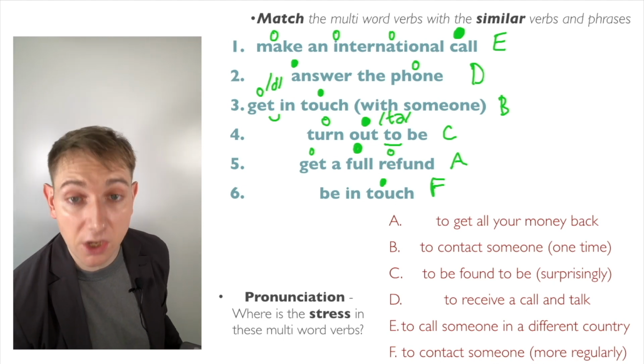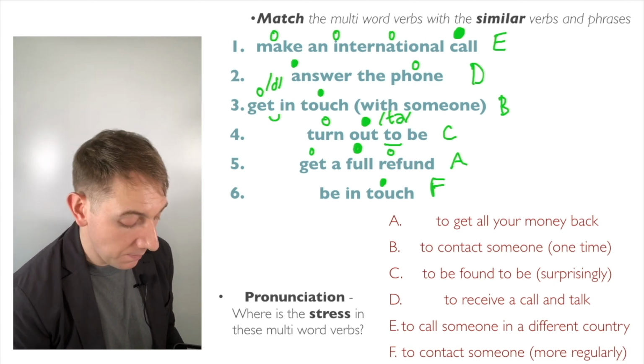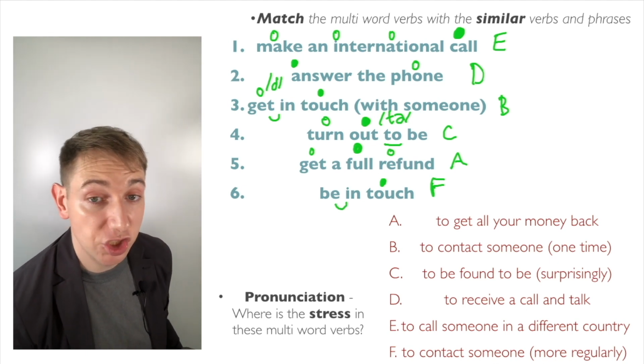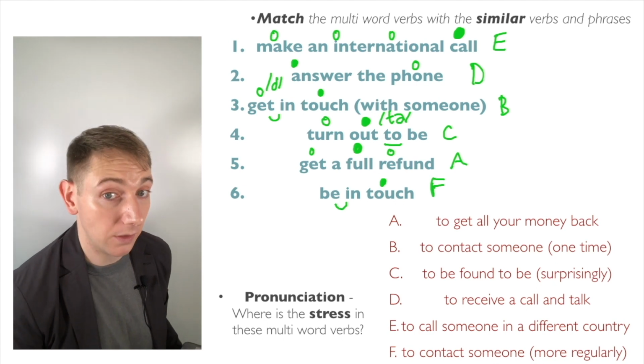So we might say, I'm in touch with my parents. So again, we might link together these sounds. So I'm in touch. I'm in touch. She's in touch, right? I might link those together.